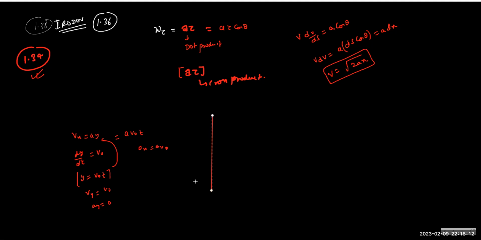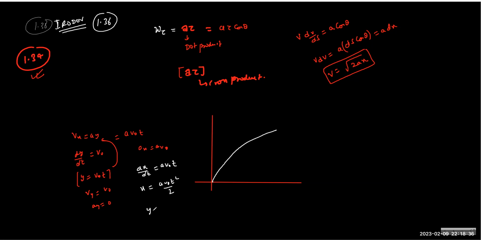Yes, sir. So there are many ways of thinking. I don't know which way you have gone through. We know the path is going to be like this. Because we have Vx, we can find x also. So dx by dt is how much? So x will be a V naught t square by 2.